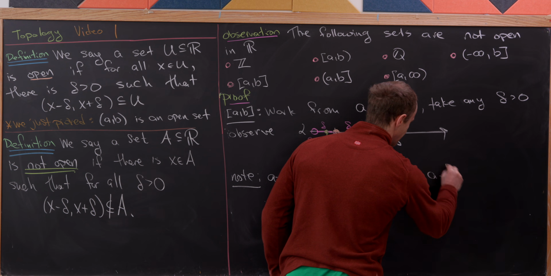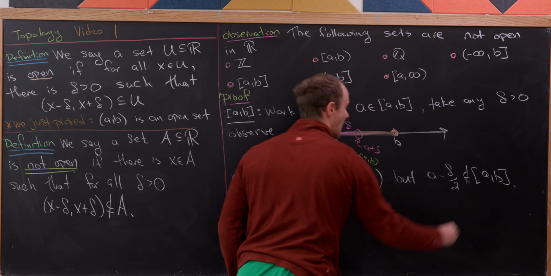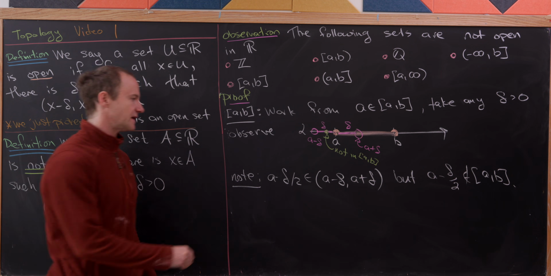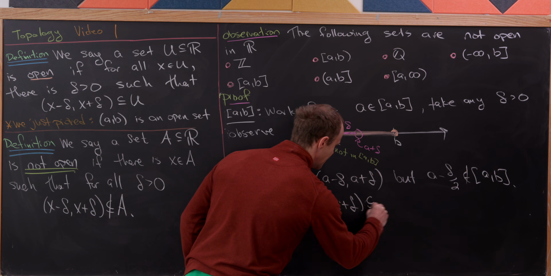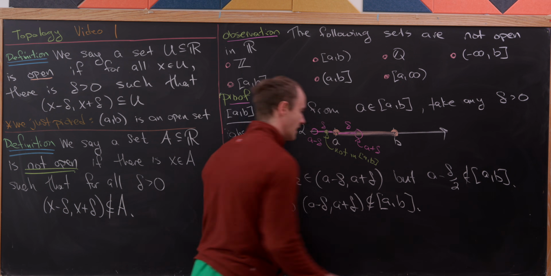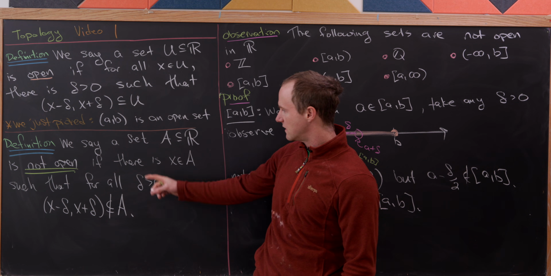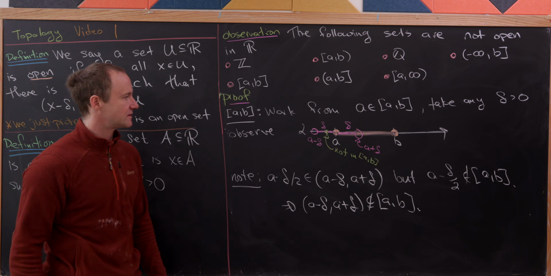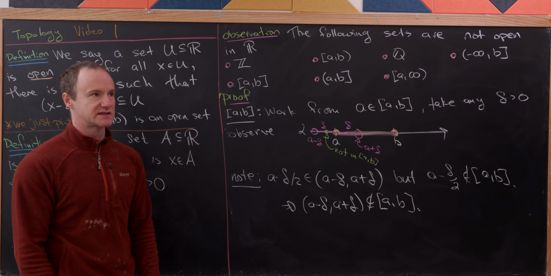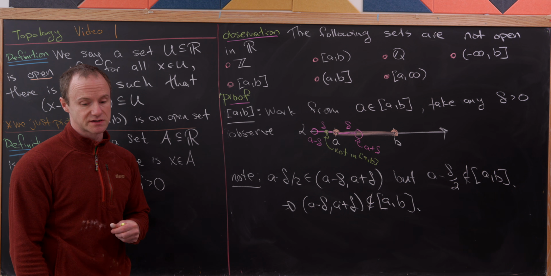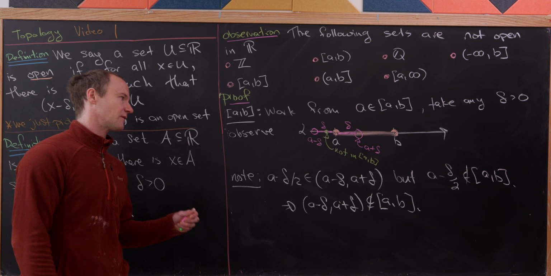But what do we also know? We know that A minus delta over 2 is strictly less than A, but if it's strictly less than A, then it cannot be on the closed interval from A to B. But that means that our interval from A minus delta to A plus delta cannot be a subset of our closed interval from A to B. That's exactly what we needed to do to show that it satisfied this not open definition. Maybe notice that we worked everything off of the picture here. That's a theme with a lot of these topological arguments: you can draw a nice picture first, and after you've got a nice picture, you can write everything carefully down by what you drew in the picture.